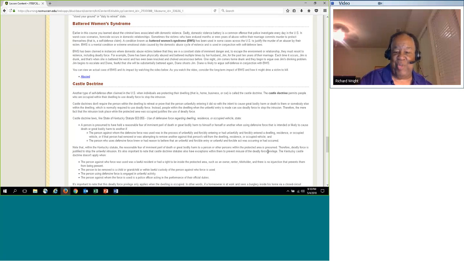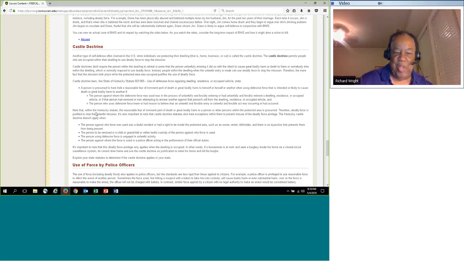It's also important to note that the doctrine also has exceptions to prevent the misuse of deadly force. It doesn't apply when the person against whom the force was used was a lawful resident or had the right to be inside the area, and there is no injunction that prevents them from being present, or the person to be removed is a child or a grandchild within lawful custody of the person against whom force is used, or the person using defensive force is engaged in an unlawful activity, or the person against whom the force is used is a law enforcement officer.